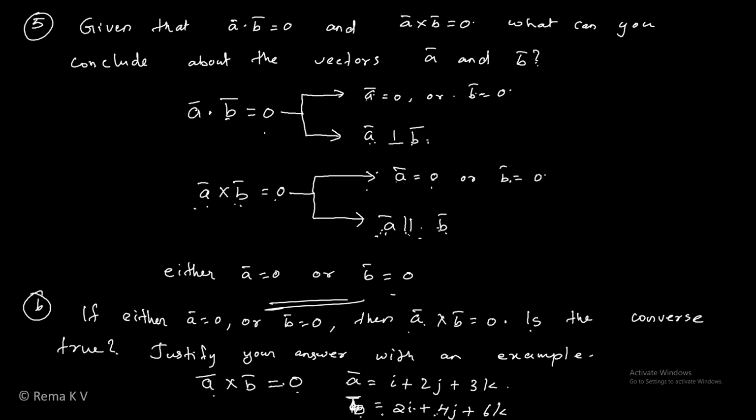If we find A cross B here, its value will be equal to 0. Let us find A cross B. This is equal to the determinant with rows i, j, k, then 1, 2, 3, then 2, 4, 6. If you take 2 as a common factor from the last row, the second and third rows become identical. Isn't it? Properties of determinants: if any two rows or any two columns are identical, then the value of the determinant is 0. So A cross B is equal to 0. But here A and B are not 0 vectors. So the converse need not be true.